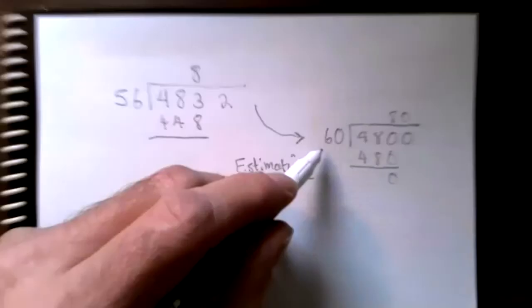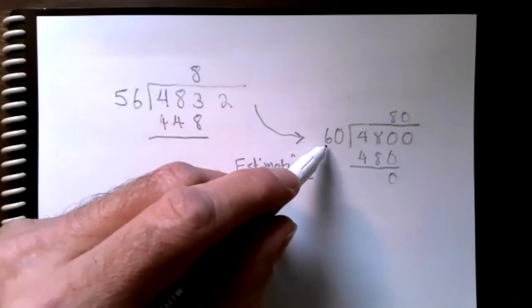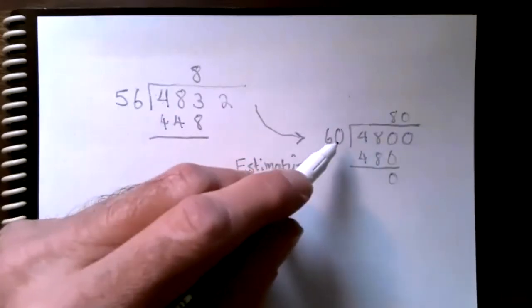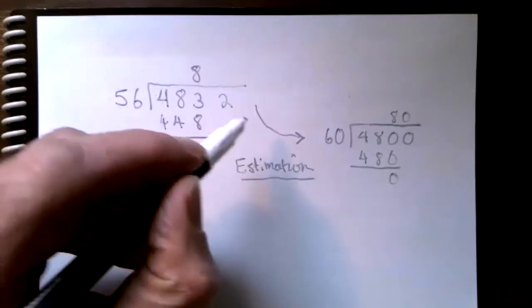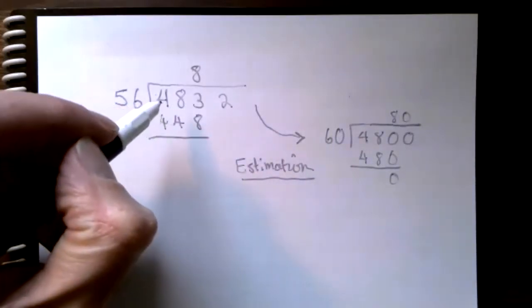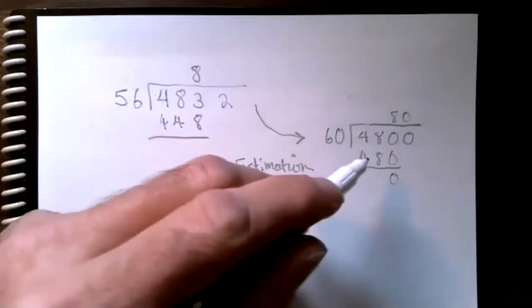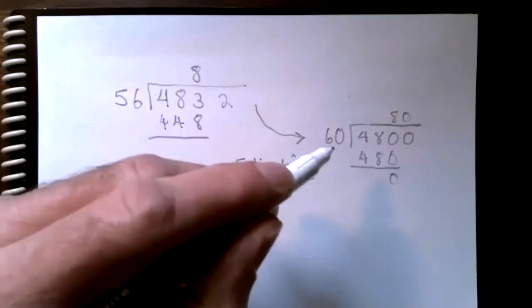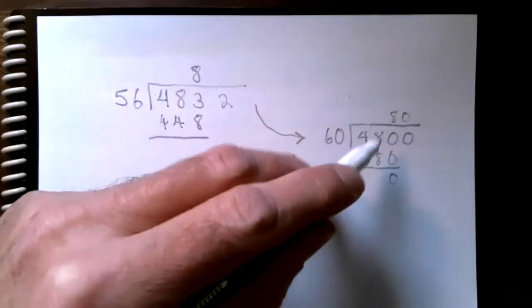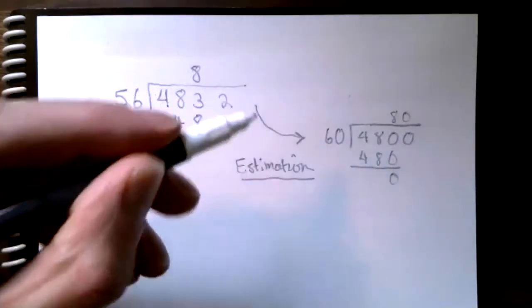However, if I transition and use this as an estimate for 56, okay, how many 60s can I get in? Well, I don't really need to worry about 483. I just need to worry about 480. I need to worry about how many 60s can I get into 480. That'll at least get me started.